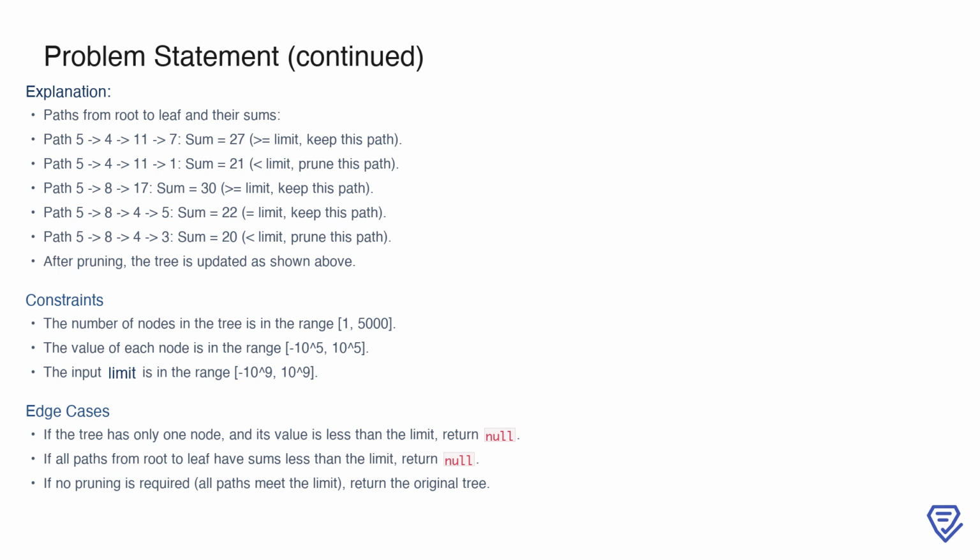Breaking down the second example, we evaluate each root to leaf path and its sum. The path 5-4-11-7 has a sum of 27, which is greater than the limit, so we keep it. The path 5-4-11-1 has a sum of 21, which is less than the limit, so it is pruned. Similarly, the path 5-8-17 has a sum of 30, so we keep it. The path 5-8-4-5 has a sum of 22, meeting the limit, so it is also kept. However, the path 5-8-4-3 has a sum of 20, which is less than the limit, so it is pruned. The final pruned tree reflects these decisions, showing only the paths that meet or exceed the limit.